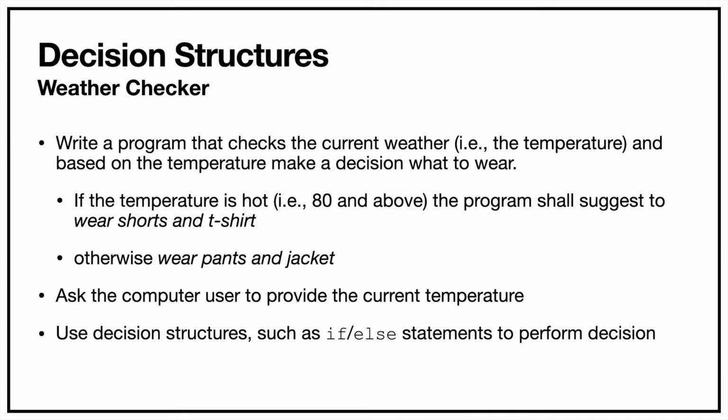The task is to write a program that checks the current weather, which is the temperature, and based on the temperature, make a decision what to wear. For example, if the temperature is hot, which means it's around above equal to 80, the program shall suggest to wear shorts and t-shirt. However, if it's not true, then we need to display wear pants and jacket.